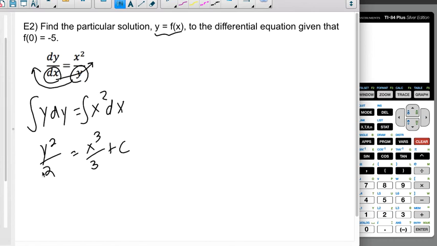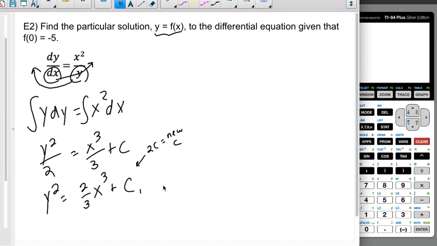So what's going to happen, I'm going to start by multiplying the 2 over. So I'm going to get 2/3 x cubed plus, and I'm going to write c sub 1 because remember that trick we saw in the last video that 2 times c is just some new c, right? 2 times an arbitrary constant is just a new constant.